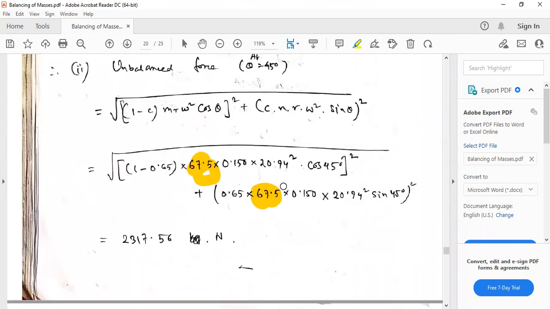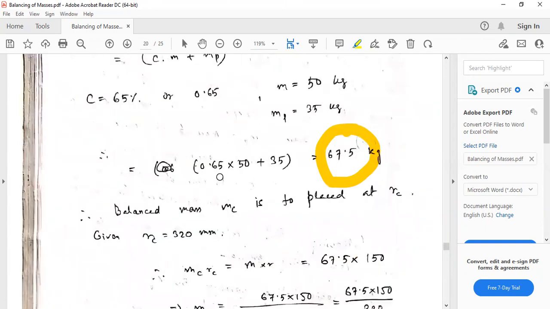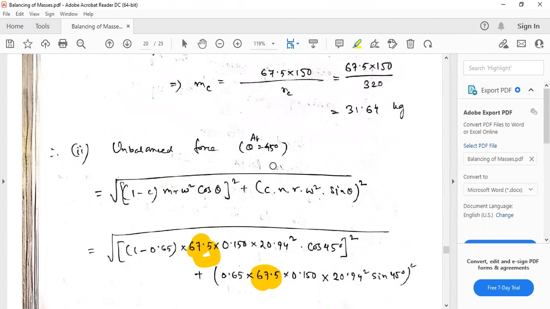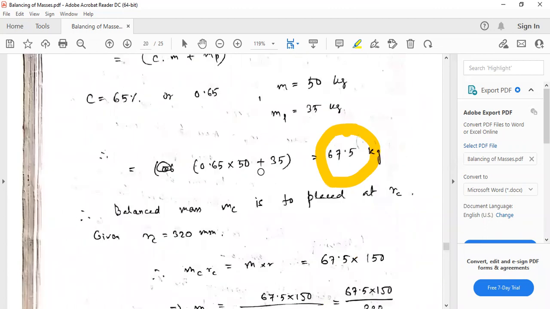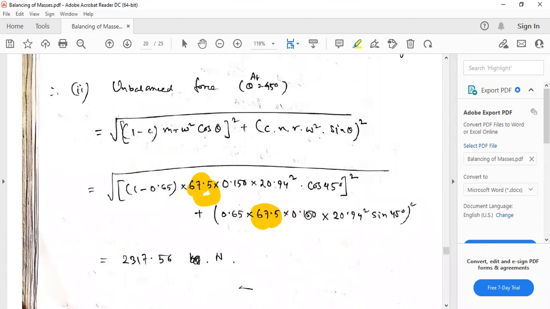It remains unbalanced. So omega is known. R is given; this is the crank radius. The unbalanced mass 67.5 is at a distance of 150 mm, isn't it? That's why we have converted it to meters, so 0.150 meter. And omega we have found is 20.94. We place it here, squared, with cos. Similarly for this one, R is 0.15, unbalanced mass is 67.5, and omega is here, with sine 45 degrees. By calculating the full thing, we have found the unbalanced force is 2317.56.